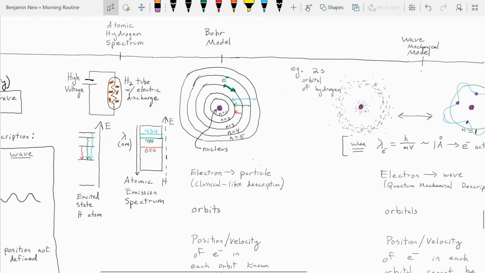And so the important aspect of this model that he developed was that he treated the electron, which we know has mass, very tiny mass, but has mass, as a particle. So the way he treated the electron itself was classical-like.